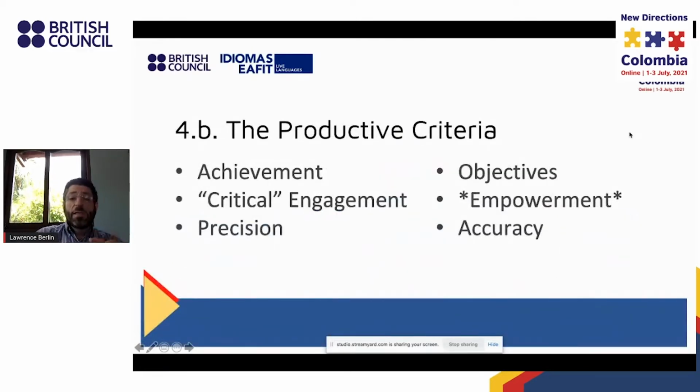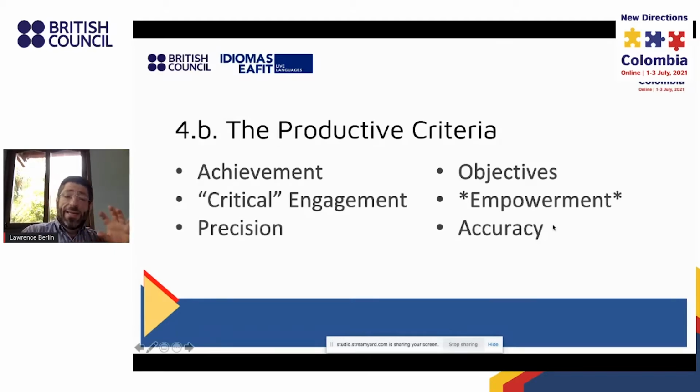Okay, so in terms of the productive criteria, we went ahead and we designed rubrics. We needed to look at various aspects. These aspects essentially were student achievement in terms of achieving the objectives, and the objectives, of course, being informed by the Common European Framework. Also, precision as something that people tend to look at in terms of language, because clearly if no one can understand you and you're not accurate in your representation of the language, that's of high concern, and that's also another aspect.